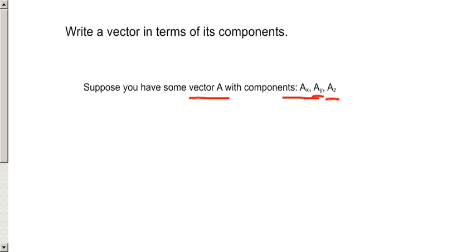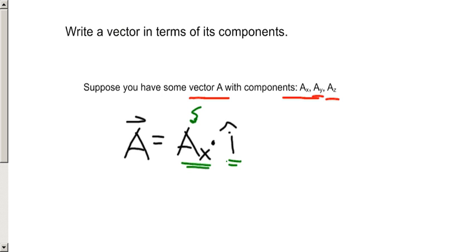So what we're able to do now is say vector A can be written as the magnitude of the vector in the x direction multiplied by vector i. So that is giving us both magnitude and direction. And multiplying it by i, since i is a unit vector and only has length of 1, the magnitude of this vector is still ax, but multiplying it by i gives it the direction in the x direction.